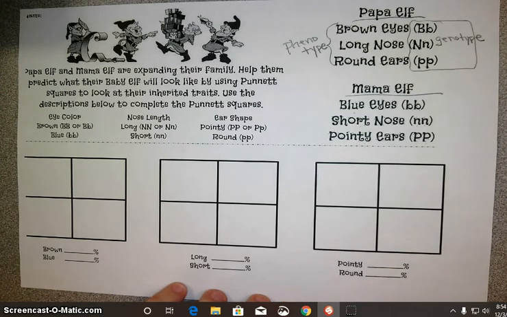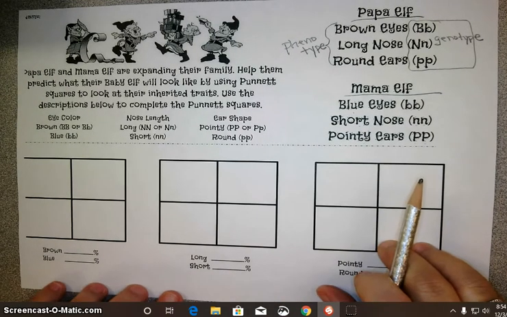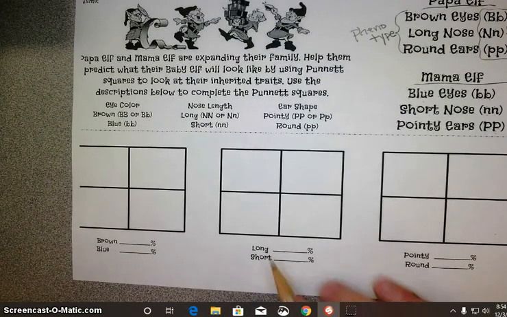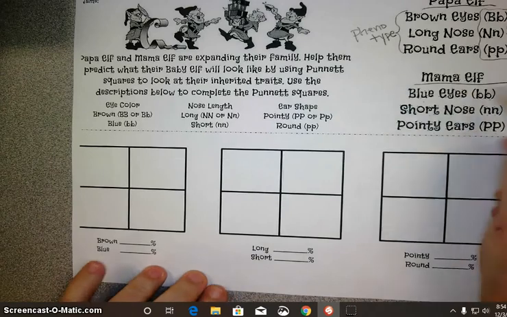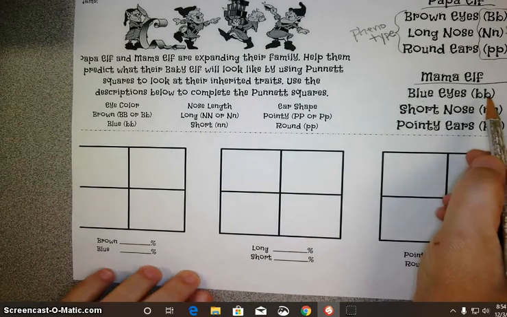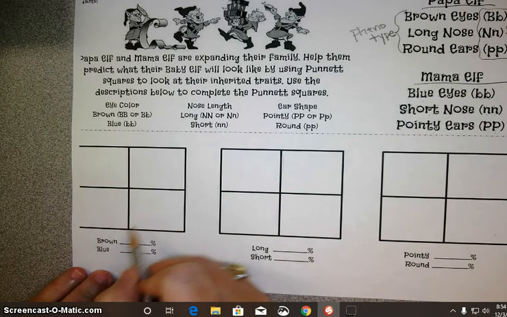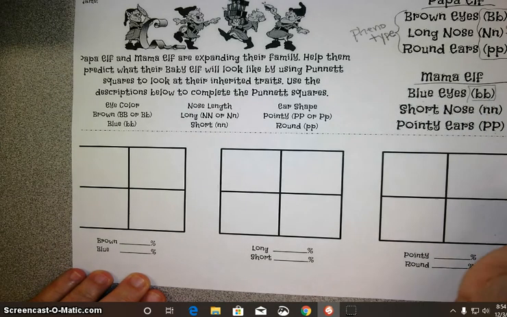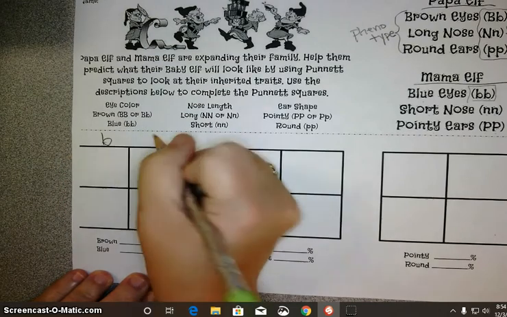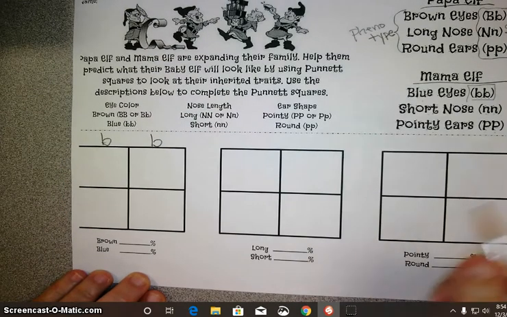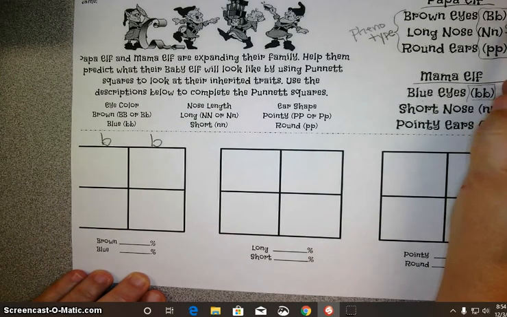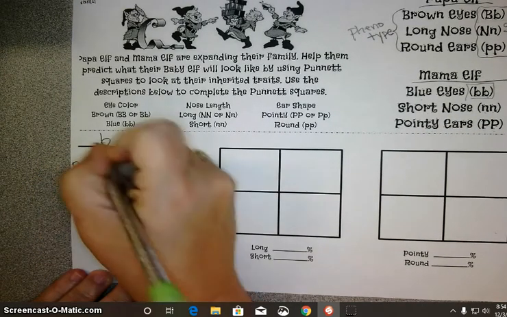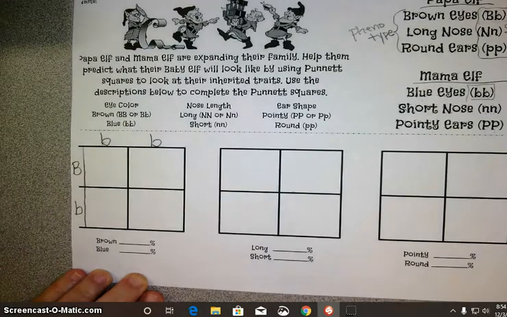Now, it really doesn't matter if you put the mom or the dad at the side of the square or the top of the square. I've just always done ladies first, and so I've always done the mom across the top. So I'm going to take this first Punnett square for eyes, and I'm going to take mom's genotype, little b, and I'm going to put it across the top. And then I'm going to take dad's genotype, uppercase B, lowercase b, and I'm going to put it on the side. My line didn't quite come through there, so I'll add that.